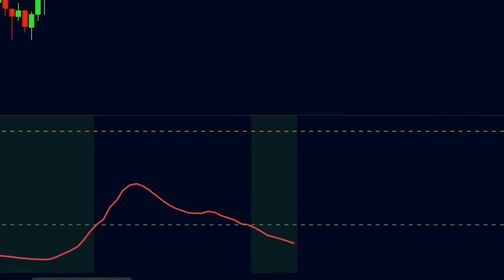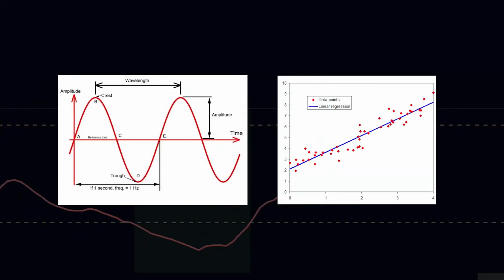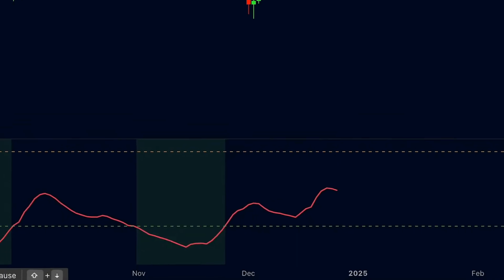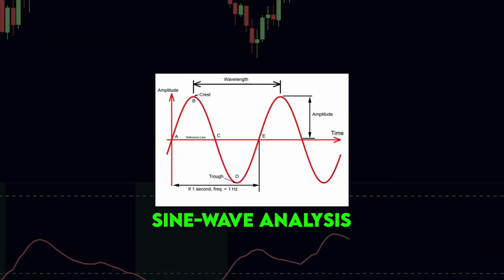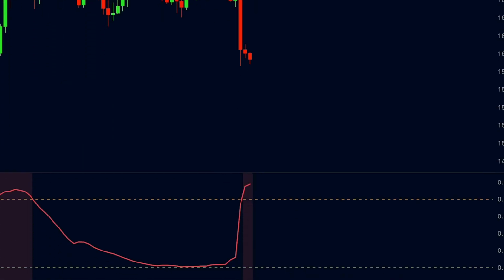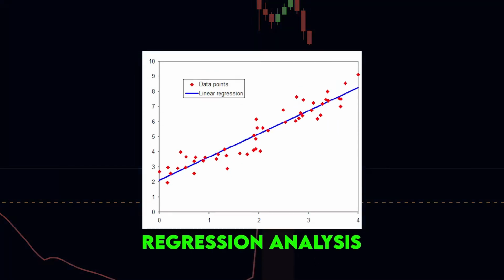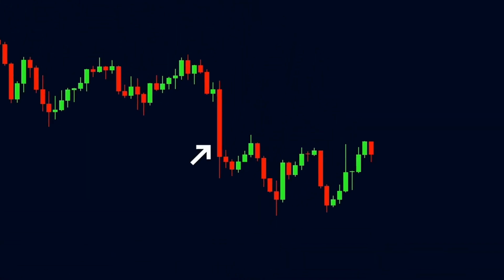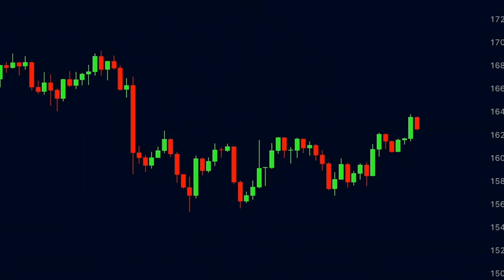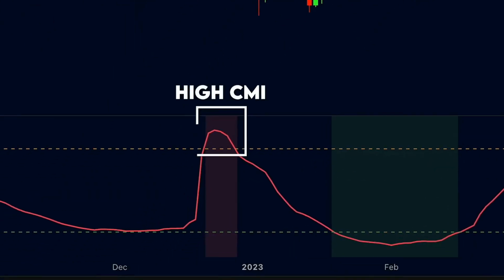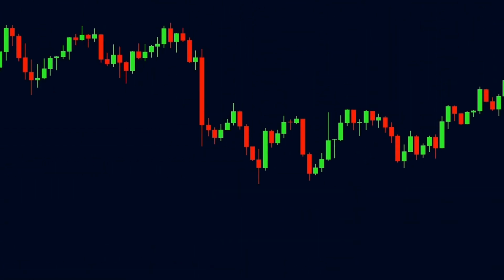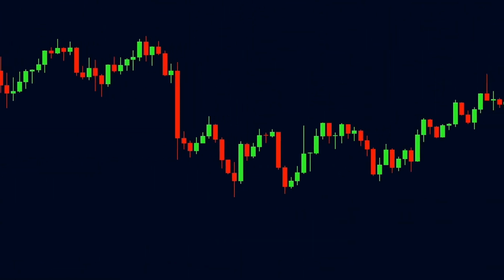The Market Manipulation Index uses 2 advanced mathematical models to detect this. First, it compares real price movement to natural market rhythm using sine wave analysis. Then, it measures how predictable price action is using regression analysis. So when both models show high deviation, meaning price isn't following natural patterns and can't be predicted, you'll get a high CMI reading. This tells you institutions are actively manipulating the market and retail strategies will fail.